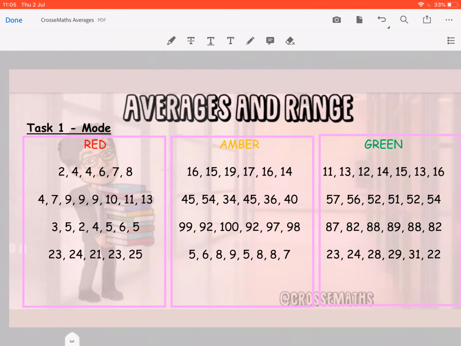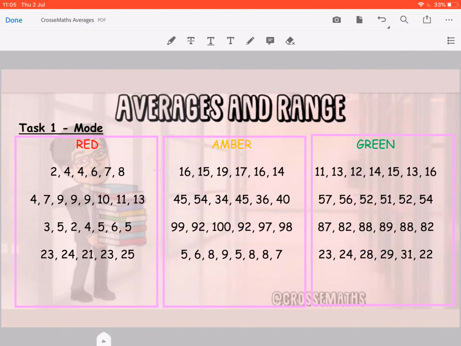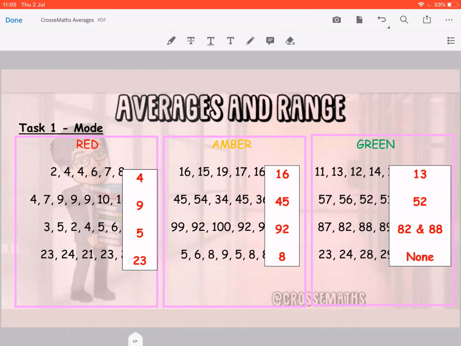What I'd like you to do, guys, have a go at one of the boxes, please. Red being the easiest, amber being the middle, green being the hardest. Find the mode for each one. Pause the video and have a go. Right, guys, hopefully you're all done. The answers you should have got look like this.